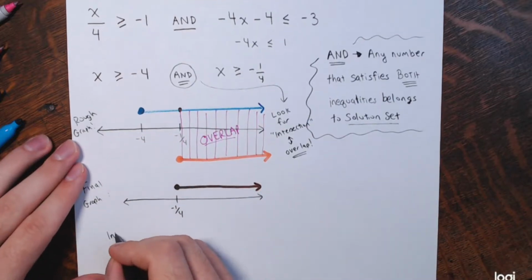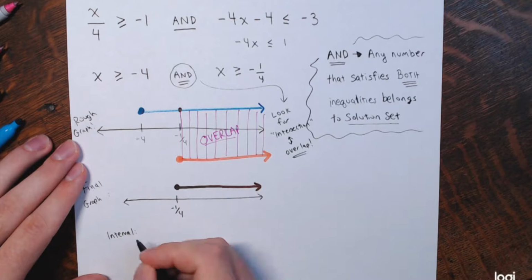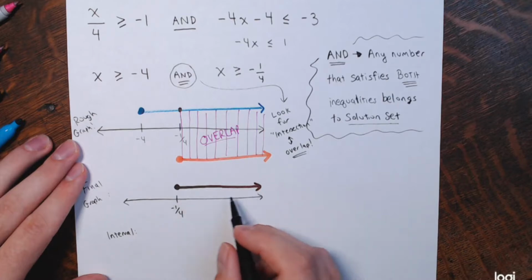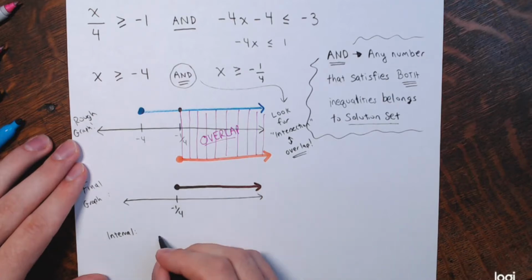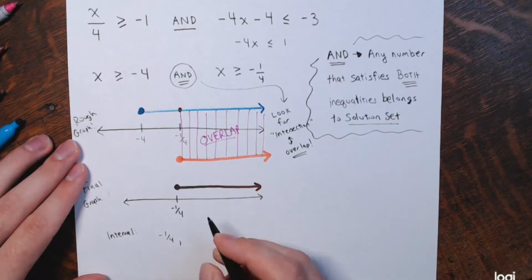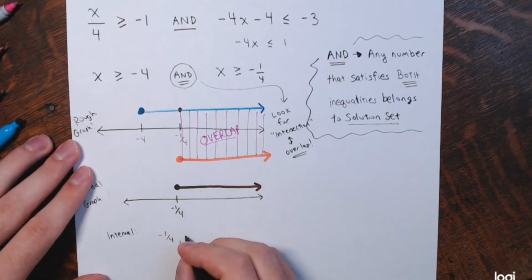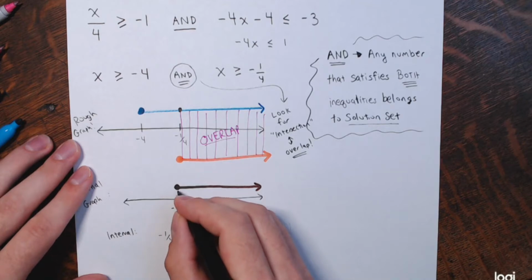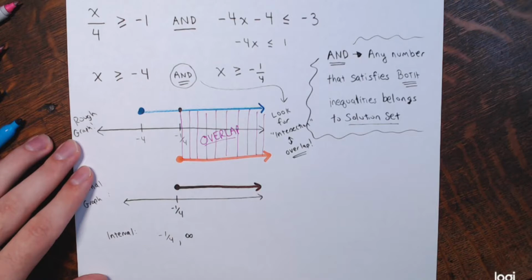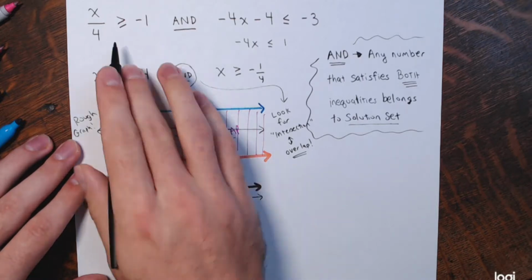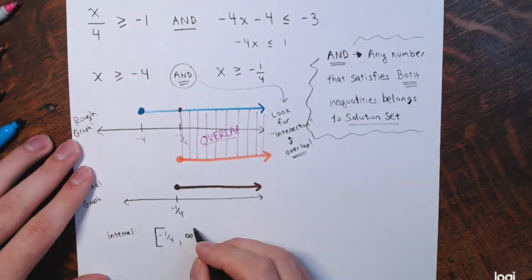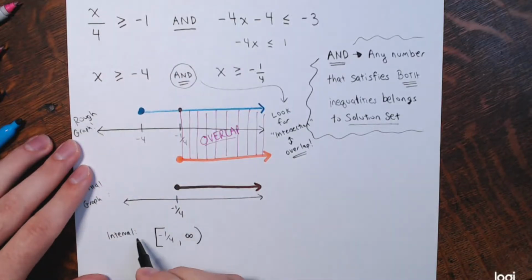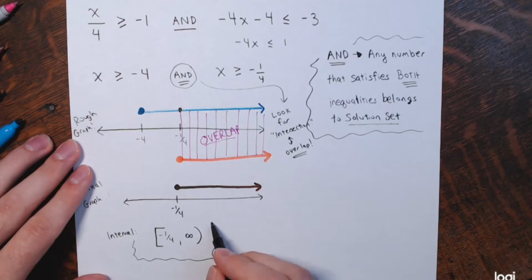All right, and then the interval for this, which is what they're asking us for, always going left to right, starts at negative 1/4, comma, and then there's no right end of this, so we go to infinity. Negative 1/4 is included. So bracket on that. That is a solution to both inequalities at the same time. And infinity is not a number, so always, always, always parentheses on the infinities.